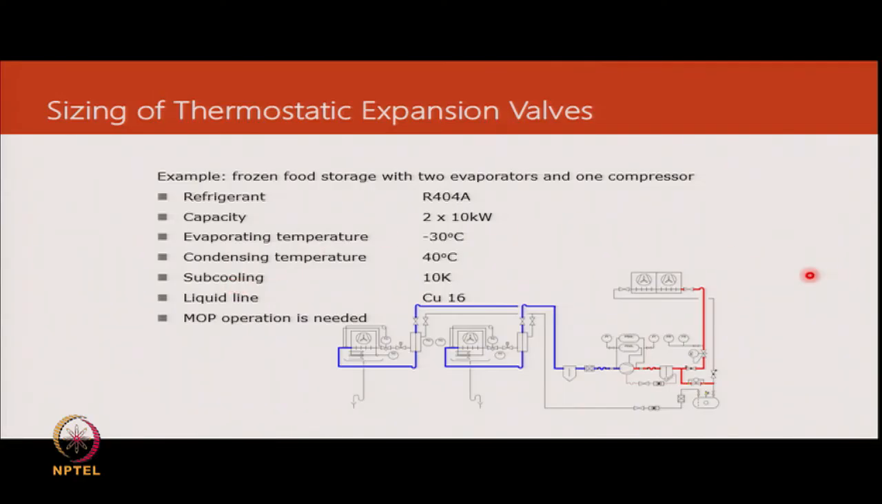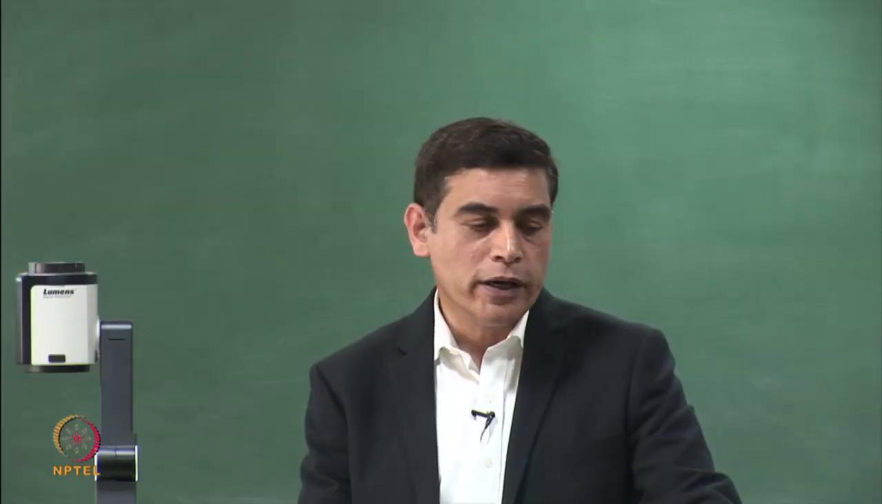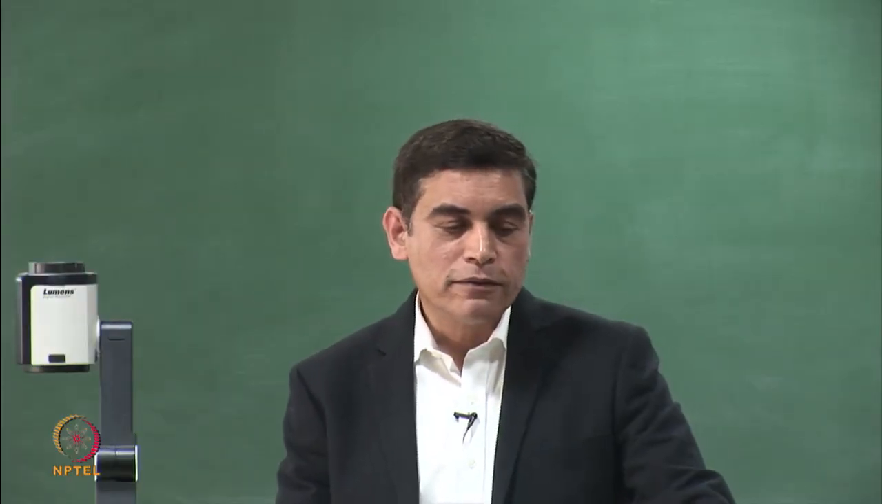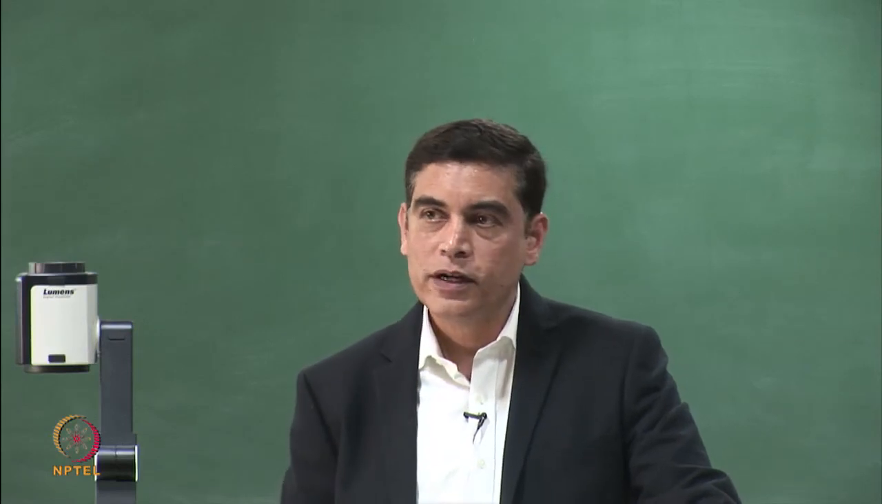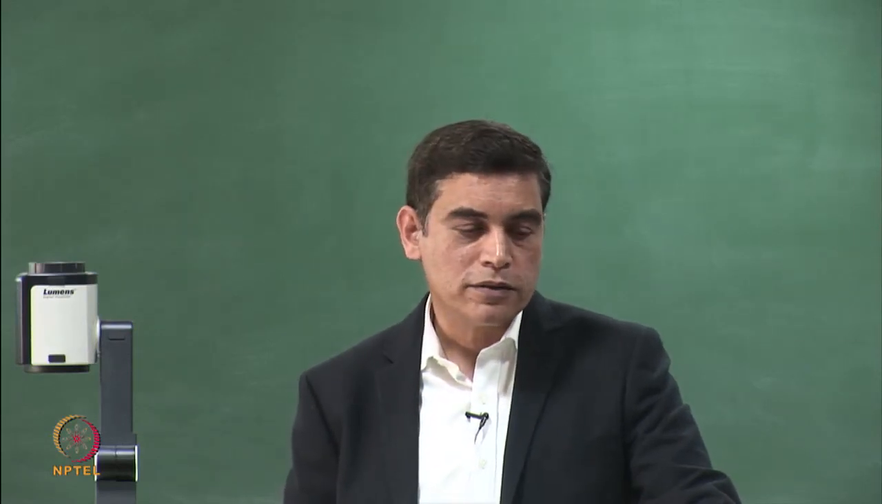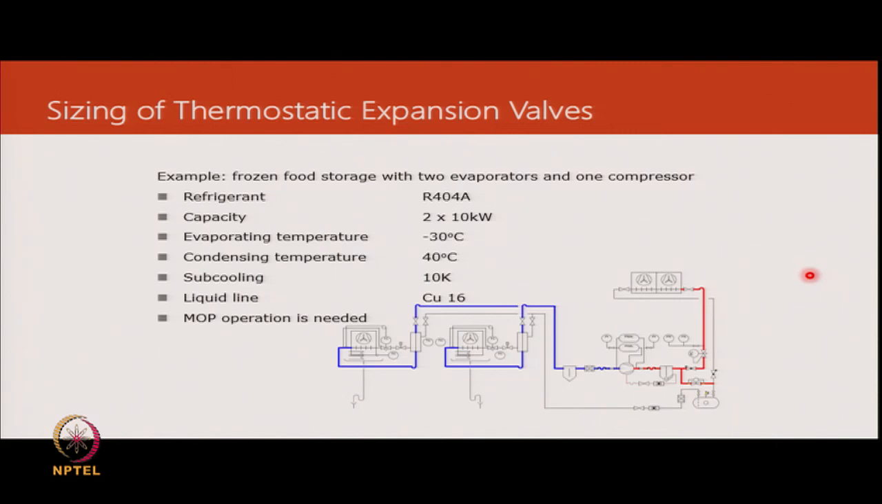And if you look at an example of a frozen food storage with 2 evaporators and 1 compressor and refrigerant 404A, then we will typically have something like this for selection. We will have the capacity. So if there are 2 evaporators, 2 into 10 kilowatts, evaporating temperature, condensing temperature, subcooling, liquid line size, and then whether or not MOP is required. Since this is an evaporating temperature application of -30, we will end up making use of an MOP valve.